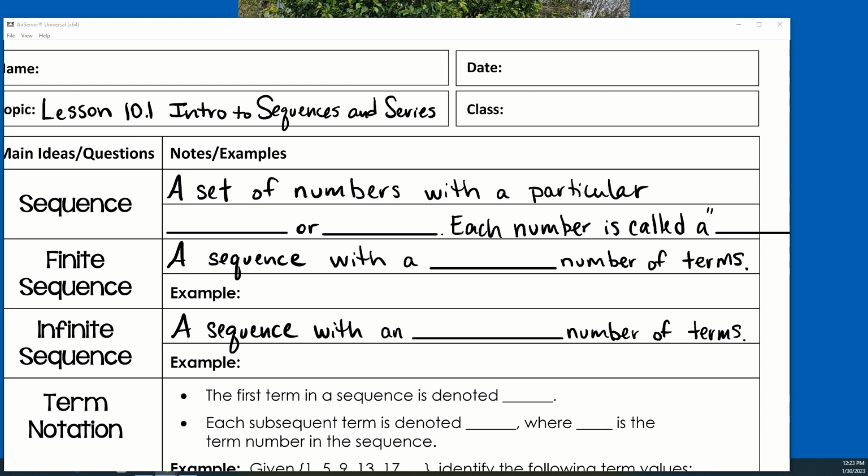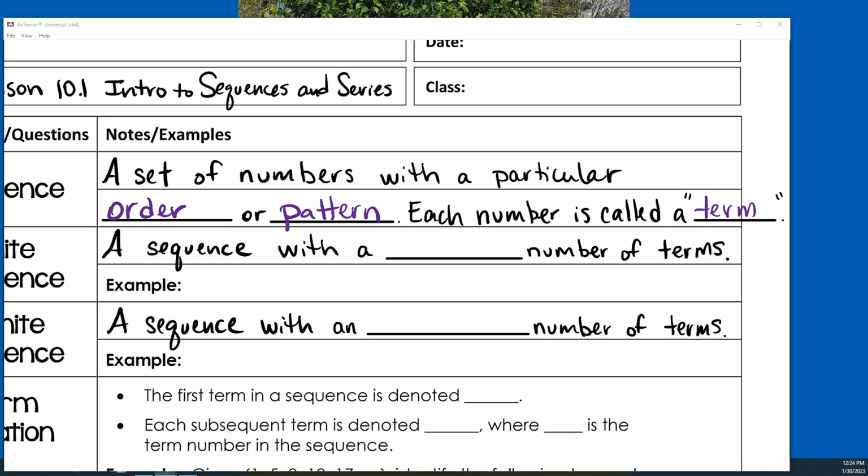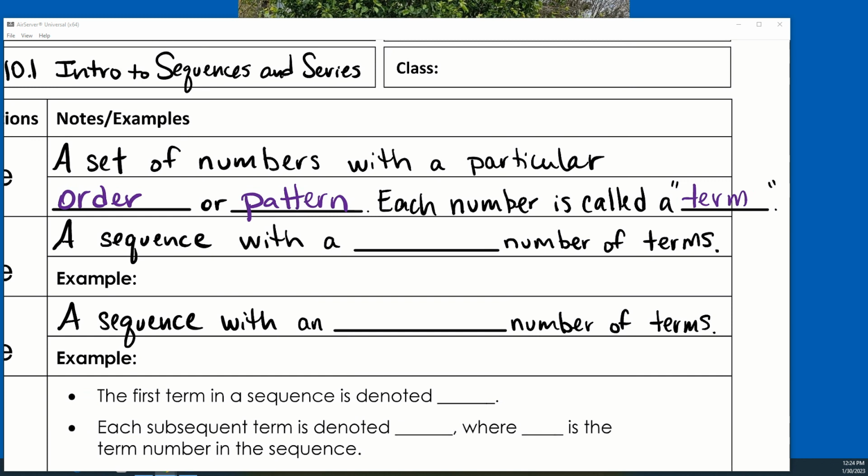Anyway, a sequence is a set of numbers with a particular order or pattern. Each number is called a term. One of the things we're going to do today is find the first 5 terms of a sequence. It's just like you plug in whatever and then you get a term.